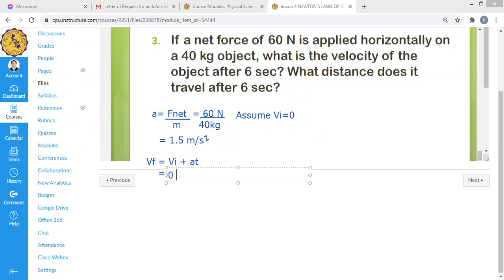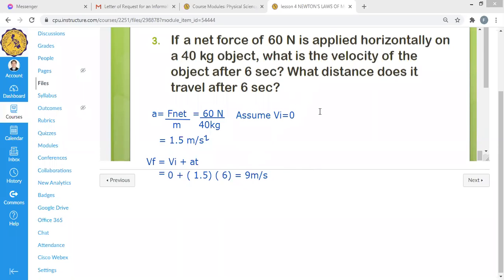So that will be 0 plus 1.5 times time. Is time given? So we have 6 now. And our VF value is, therefore, how much is our V sub F? 9 meters per second. So that's 9 meters per second because that's merely velocity. So this is a body that is accelerating.